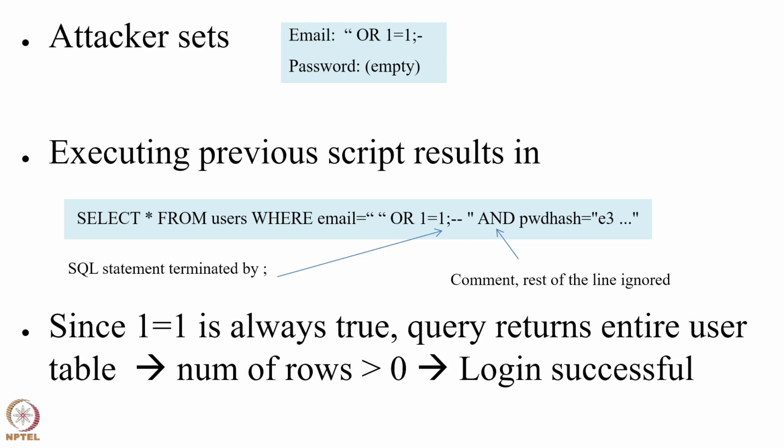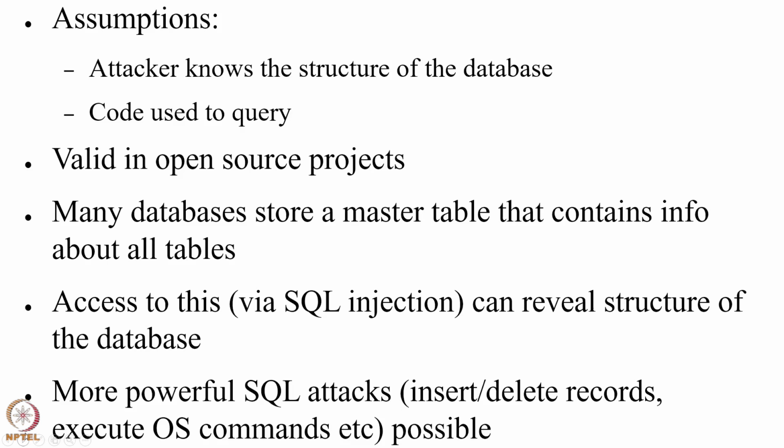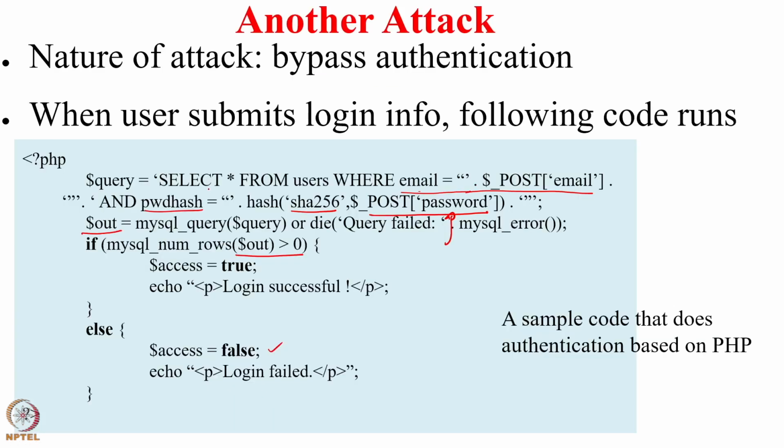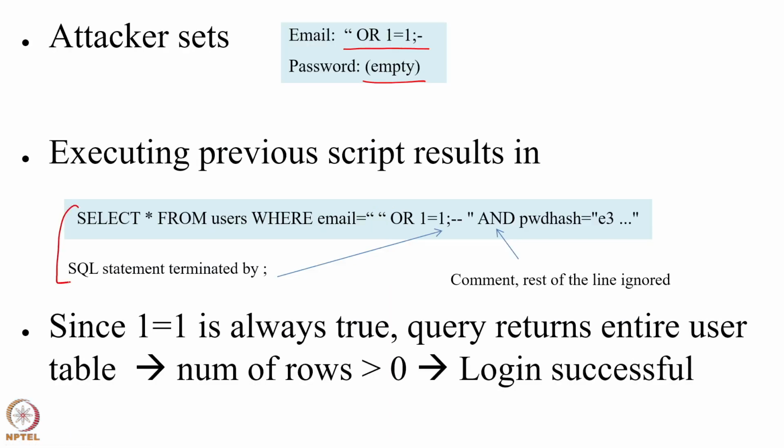So this is what an attacker will do. In the email field, the attacker is going to type this, and in the password field he is going to keep it empty because he does not know anything about the password. Now what is this? If you look at the previous script, this is the select command where email is whatever you are typing, and the password part is like that. So with this, this is what gets executed.